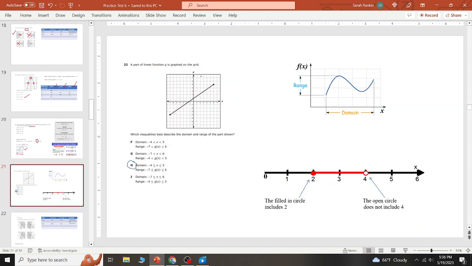Part of a linear function is graphed on the grid. What is the range and the domain? So remember, the range is our y values and the domain is our x values. Also remember, a solid circle includes the number. An open circle would be everything but not including the number. So here we have both solid circles. So our x values are going from -7 to 6. And our range, our y values, are going from -4 to 5. So there's our answer.